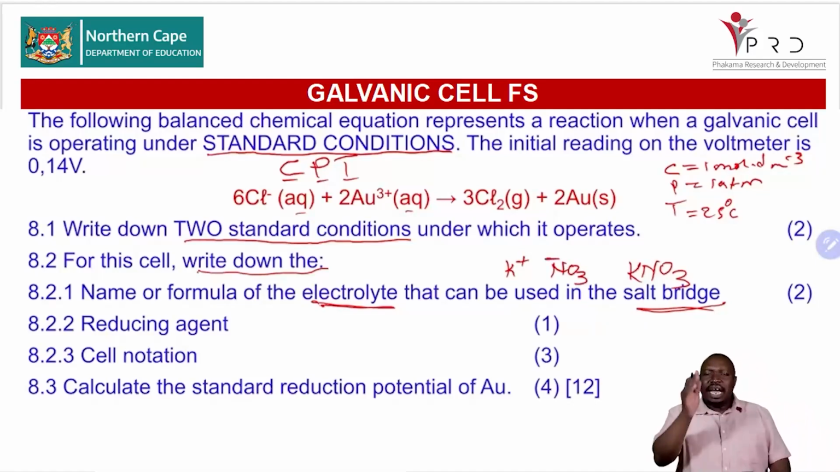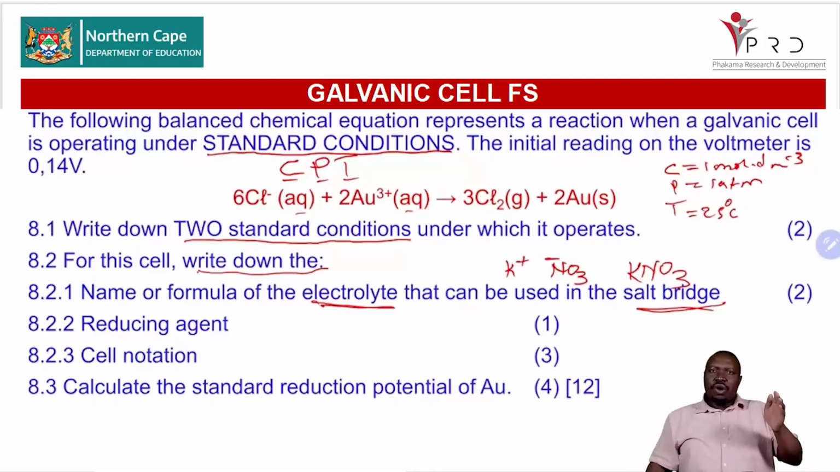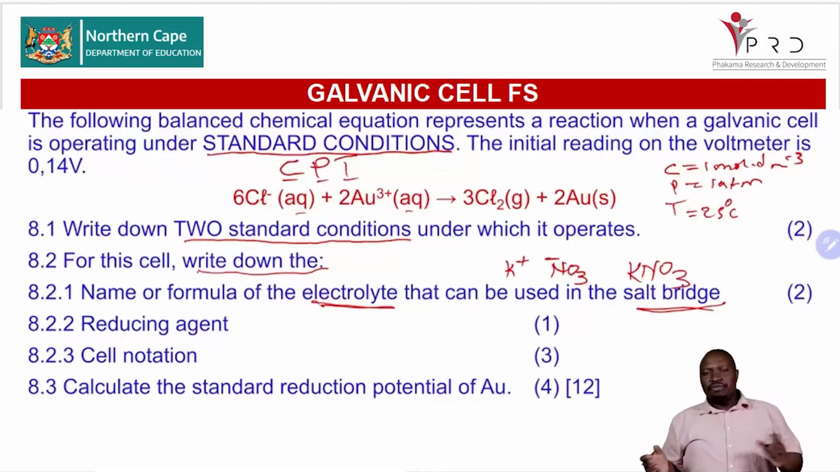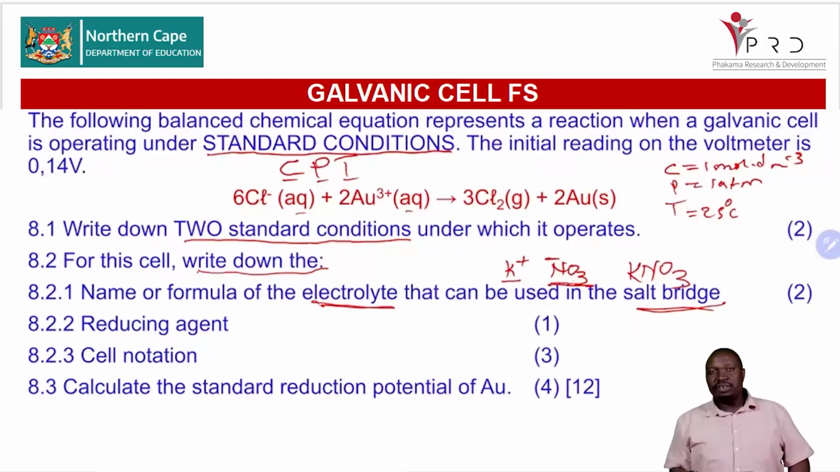Remember, learners, the cation would always flow towards the cathode. The anion would always flow towards the anode. For both these cells, you got to have that understanding that cations will go towards the cathode, anions will go towards the anode, because this is a negative electrode. Then the anions will go there to maintain neutrality. So please don't forget how the neutrality is maintained.